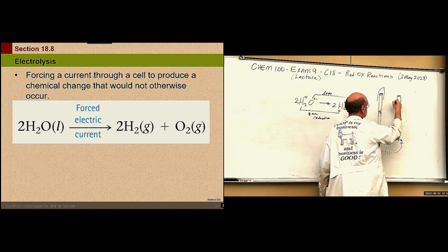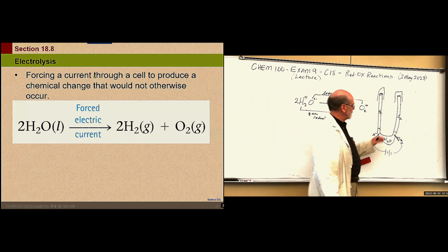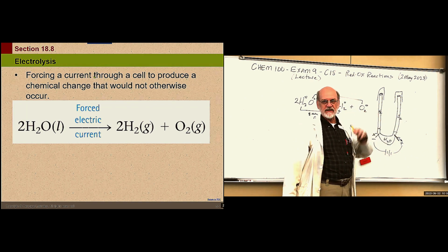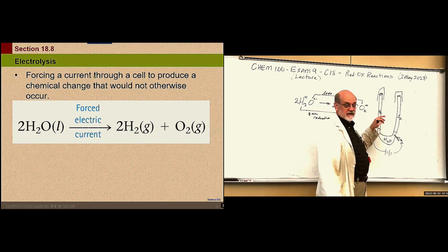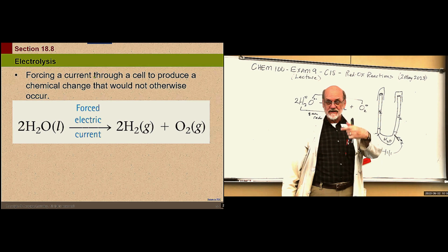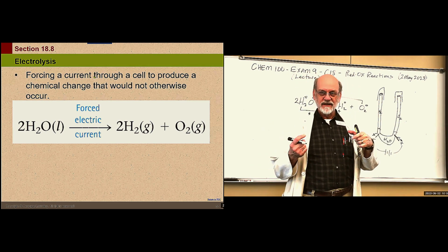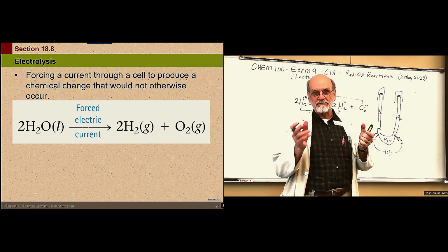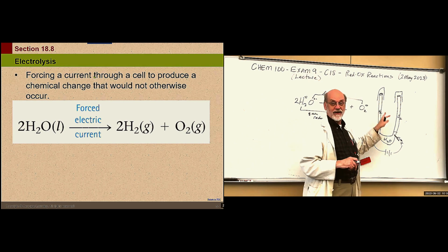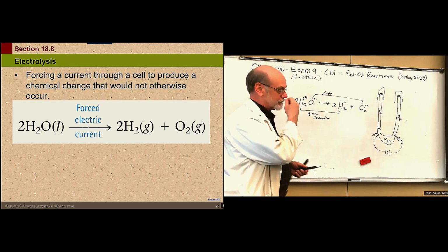And we can put a pair of tubes up there. Oxygen is a little more difficult to catch because it's about the same density as air. But hydrogen is much lighter than air. So it goes up here and you can catch it in that tube. Just hold it like that. And then you can take a glowing splint and just stick it in the end of the tube and it'll pop. Because it recombines with oxygen in the air and gives you that explosion.